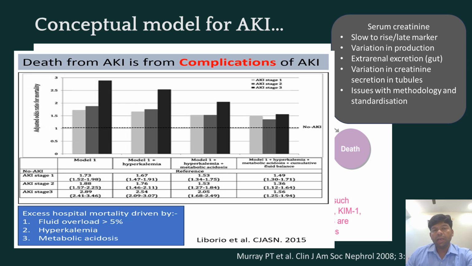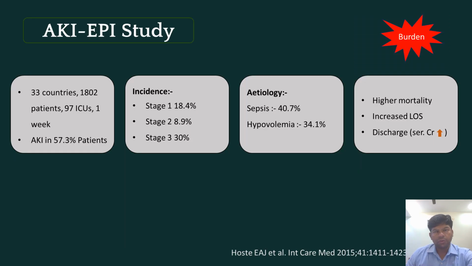So death from AKI is from the complications of the AKI, and this study has been published in the Clinical Journal of the American Society of Nephrology by Liborio et al. This diagram, the multivariate logistic regression analysis, shows that the excess hospital mortality in AKI patients is mainly because of fluid overload when it is more than 5%, hyperkalemia, and metabolic acidosis. See the burden of this disease.